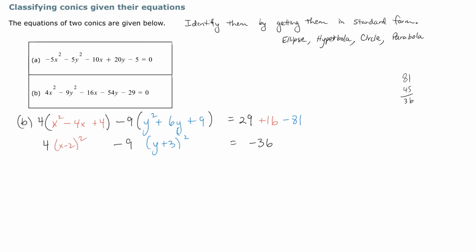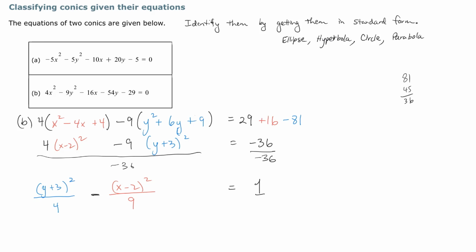Divide by negative 36 to both sides. And let's see what we get. We're going to get a y plus 3 quantity squared over 4 minus an x minus 2 quantity squared over 9 is equal to what? Is equal to 1.